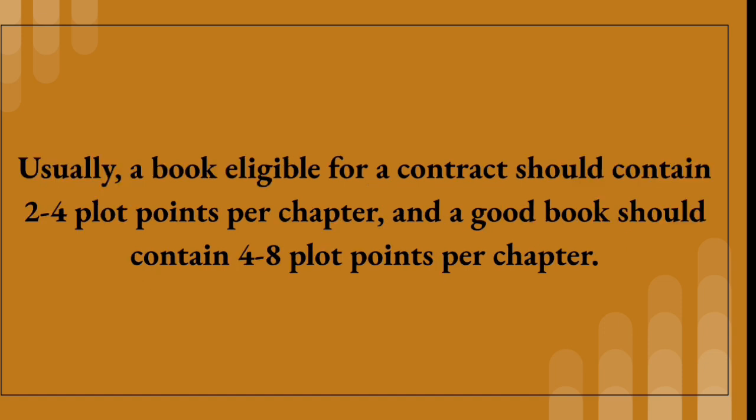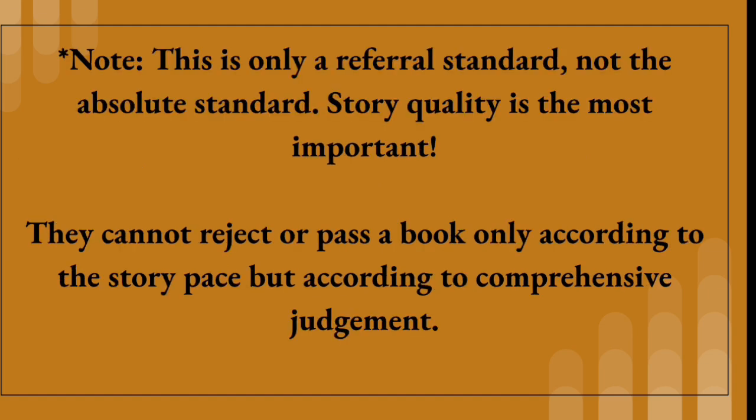So I am here to tell you that a book that is more eligible for a contract should contain 2 to 4 plot points per chapter, and the one that is being considered should have 4 to 8 plot points per chapter. When you are writing this, do not make it so fast that we cannot understand while reading your story. You have to make use of your sixth sense while writing a fast-paced story, okay? Do not rush anyhow.